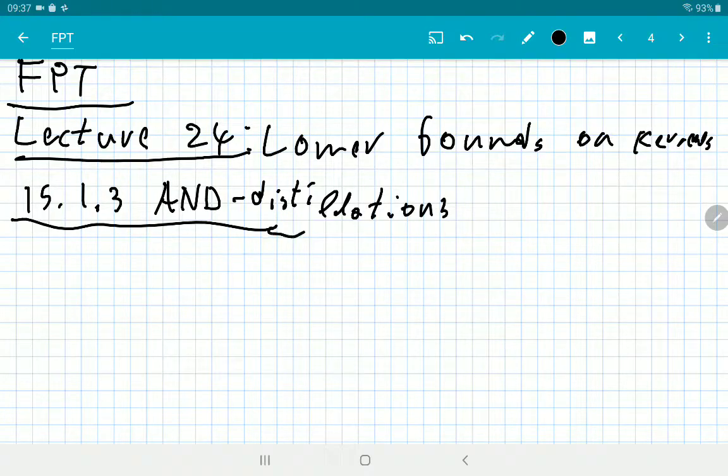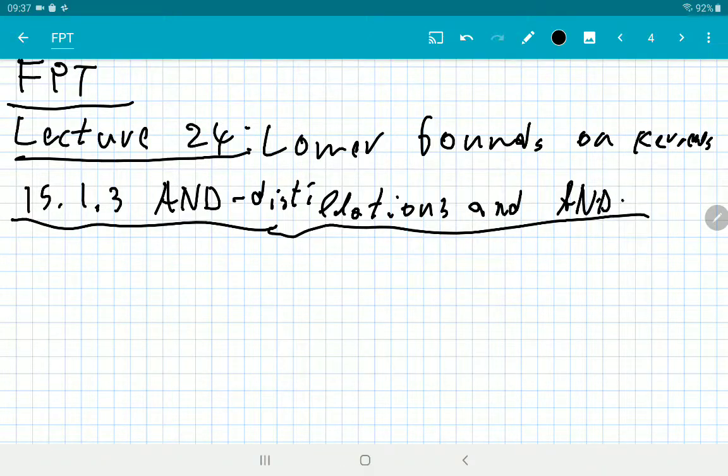Distillations, and compositions. I'm going to go slowly through that because this would be kind of a reminder of what we were talking about in the previous lecture. Okay, so here's what's going on. What is n-distillation? We looked at the O version before, and we're just going to call it n-dist.